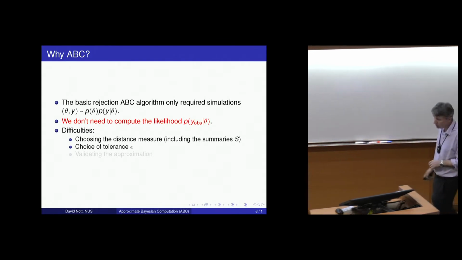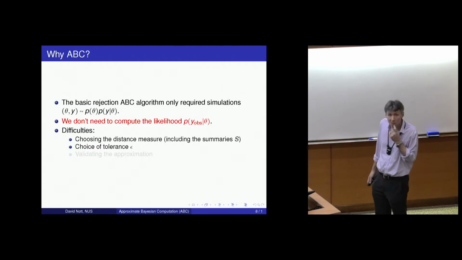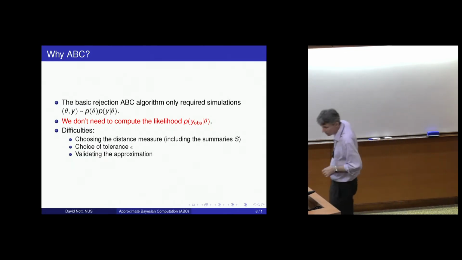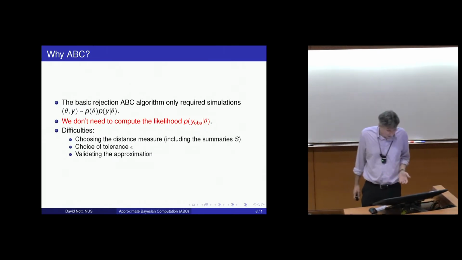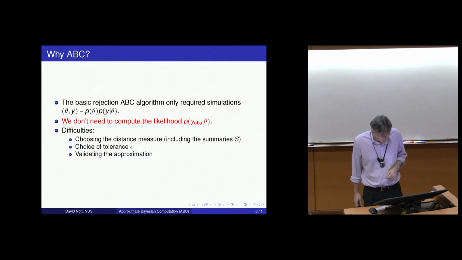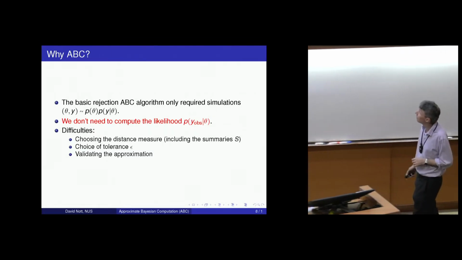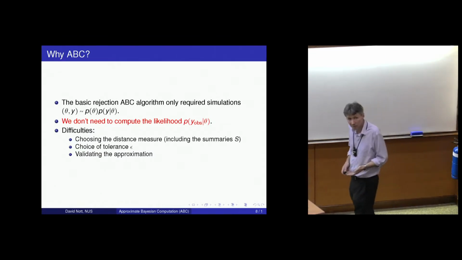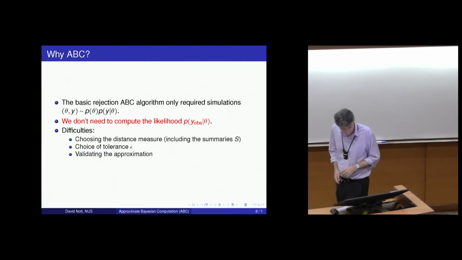We need to choose a tolerance, epsilon. ABC analyses are generally very sensitive to the choice of that tolerance. And because we're making quite a few approximations here, we're approximating conditioning on y with conditioning on S, and we have a distance measure and a finite tolerance, you have to think carefully about how you evaluate the usefulness of the ABC answers. And there's a few ways you can do that, which I'll describe later.